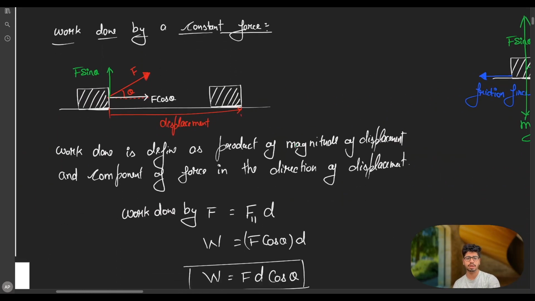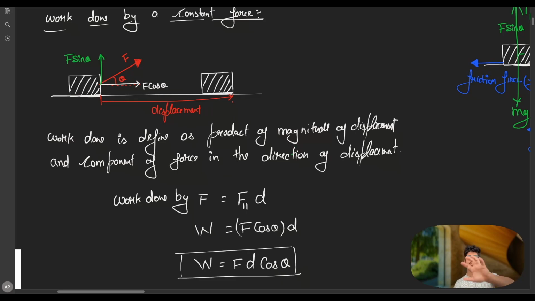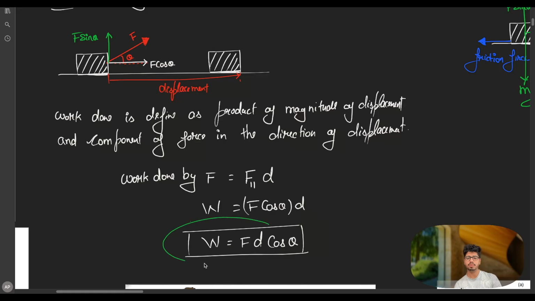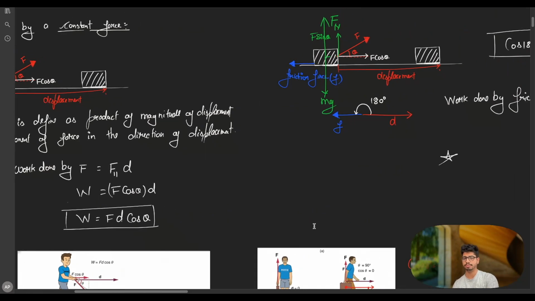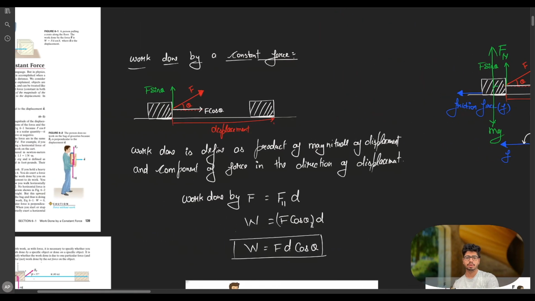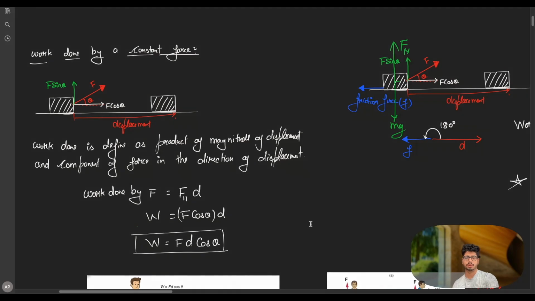Let's recall the work done by a constant force. Work done by a constant force is defined as the product of the magnitude of the displacement and the component of the force in the direction of displacement. So this is FD cos theta, that is the work done by that constant force. This is how you have to think about it. This is for AP Physics 1 and 2.